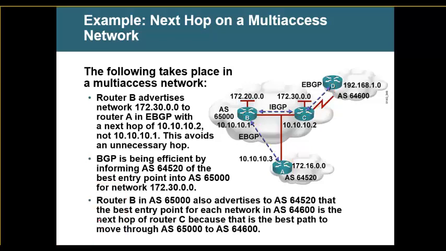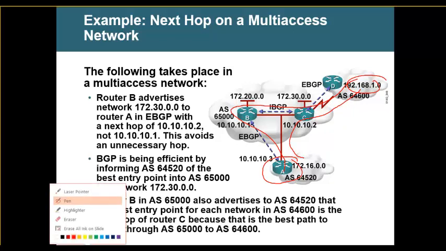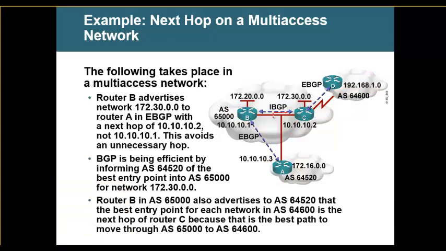Or in another way, if A wants to go to this D, it can go like this. It can also go like this, because it's multi-access. This is actually a switch in the middle. Now, the following takes place in a multi-access network. Router B advertises 172.30 to router A.